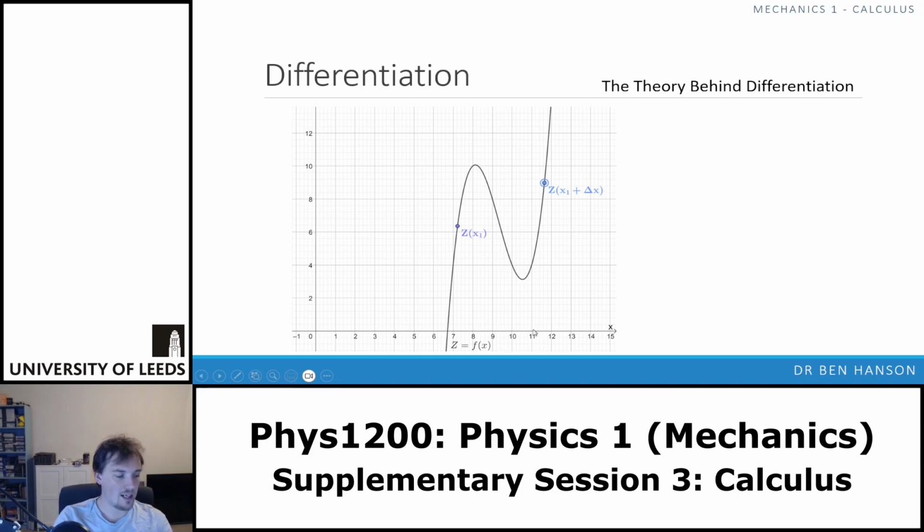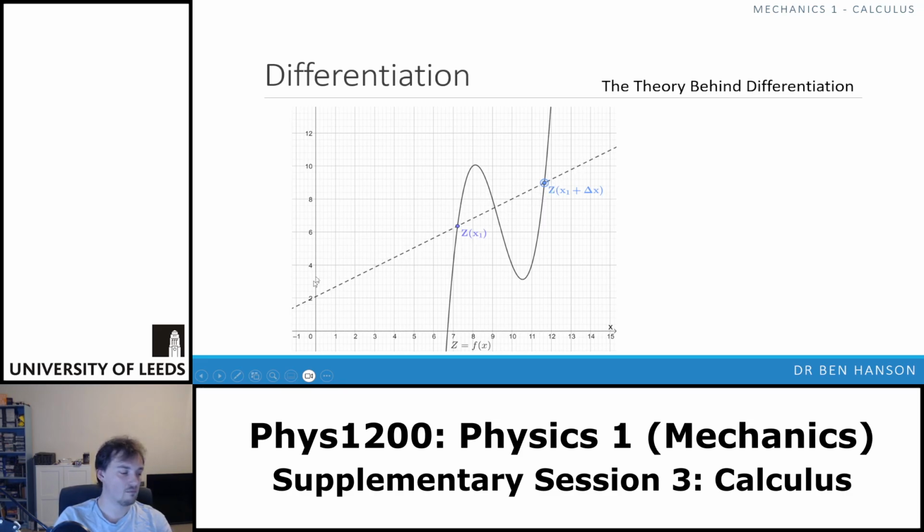And here's another one, right? x1 plus delta x, I've called it. So we'll see why that is in a minute. If this is x1, then that's delta x along. Z, open brackets, x1 plus delta x. It's going to bring us to here. We can get the gradient between these 2 points, right? We can draw a straight line between those 2 points.